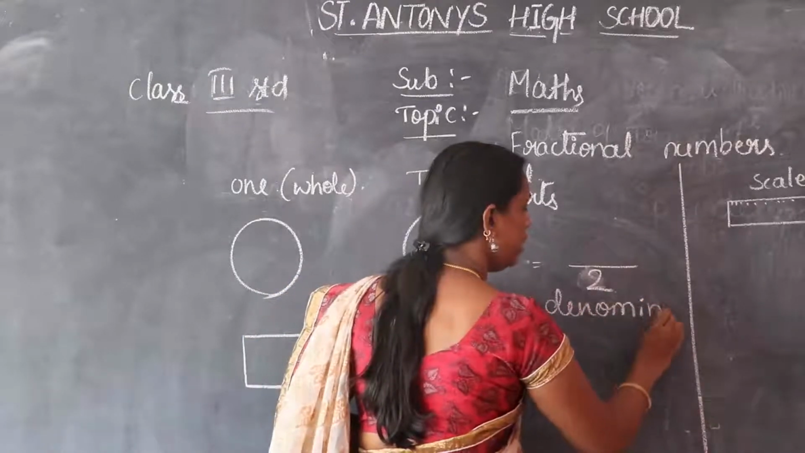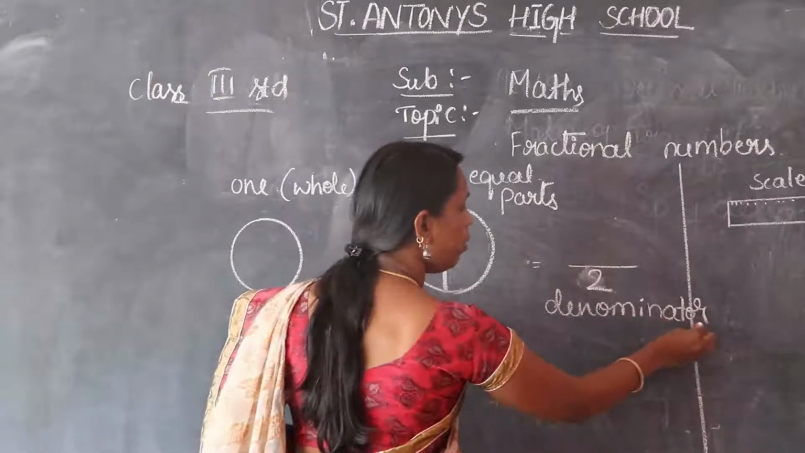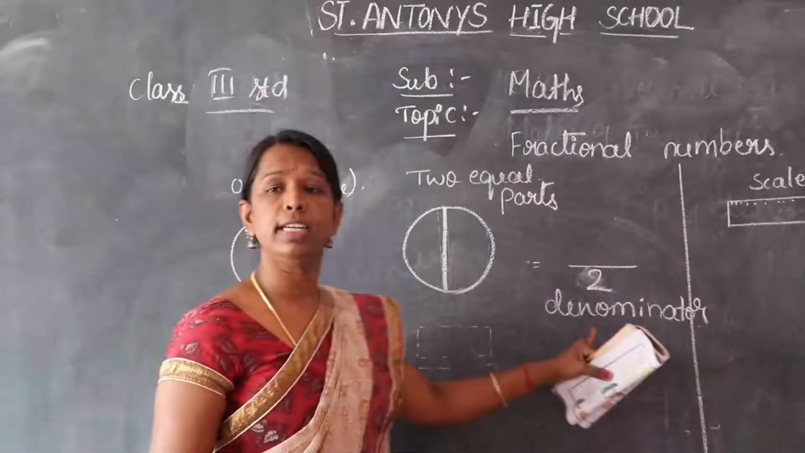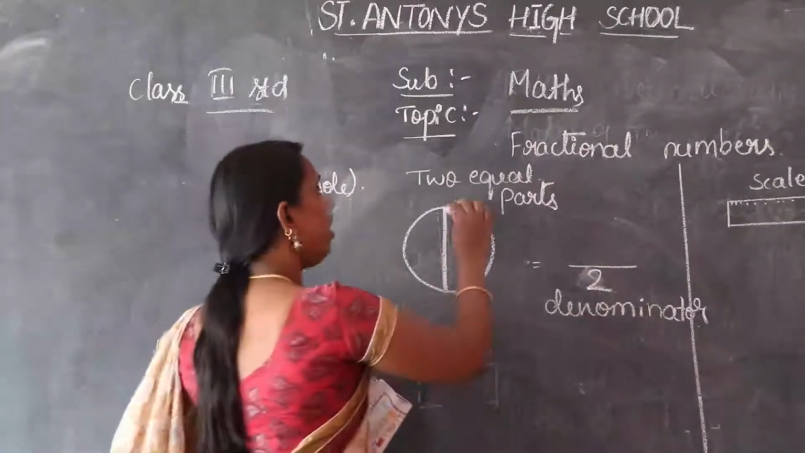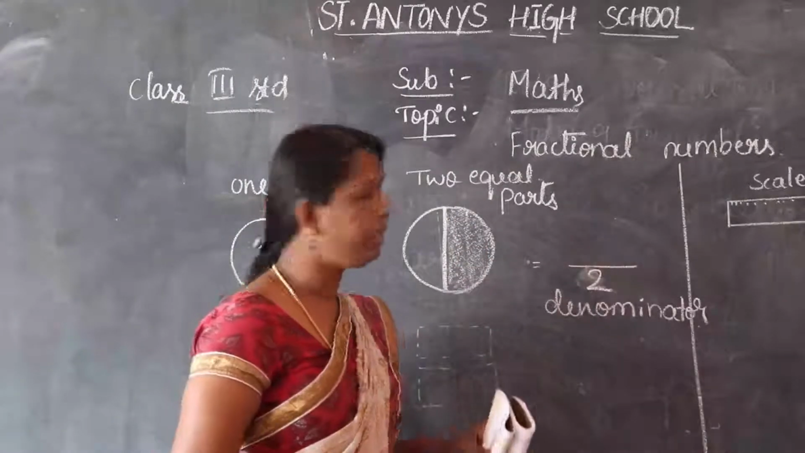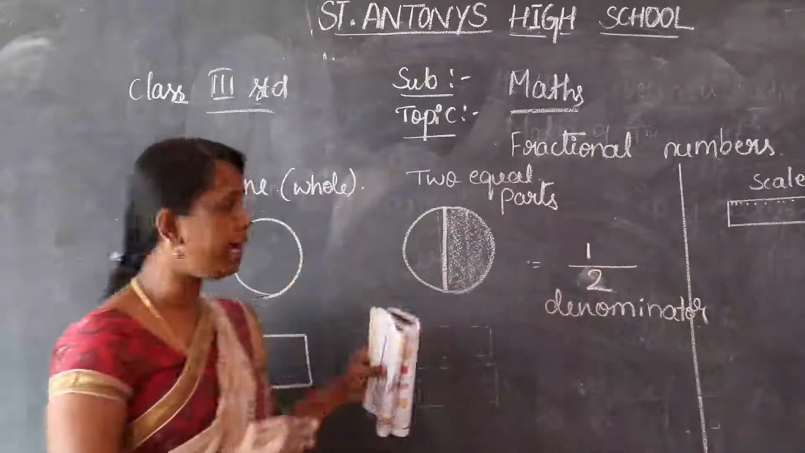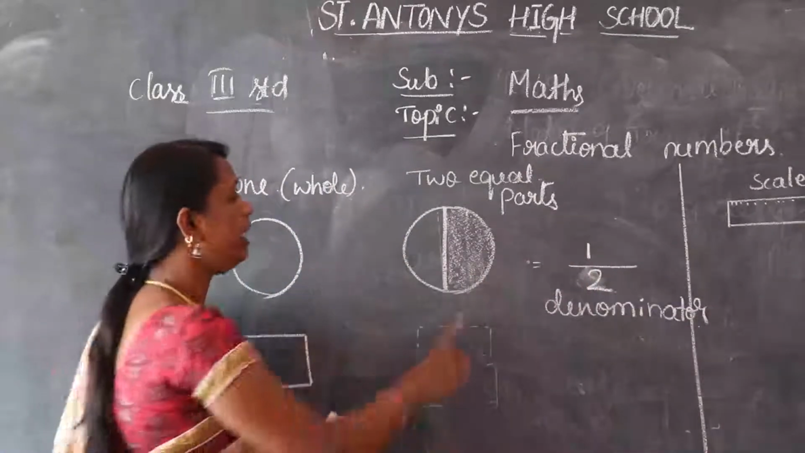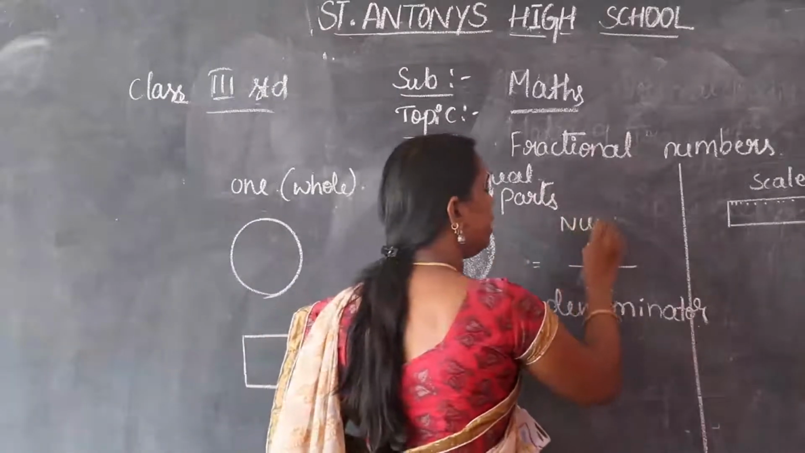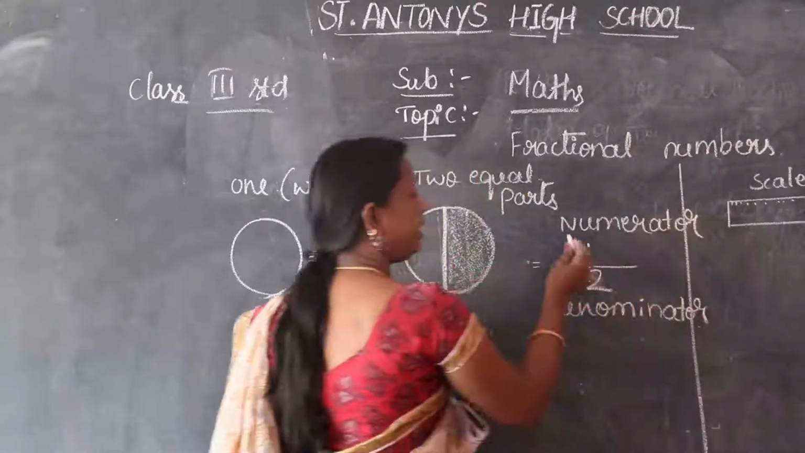Denominator, spelling: D-E-N-O-M-I-N-A-T-O-R. The total number of parts is called the denominator. If we shade half of this equal part, how many parts have we shaded here? Only one part. That one part we call the numerator. The shaded part is called the numerator. N-U-M-E-R-A-T-O-R.